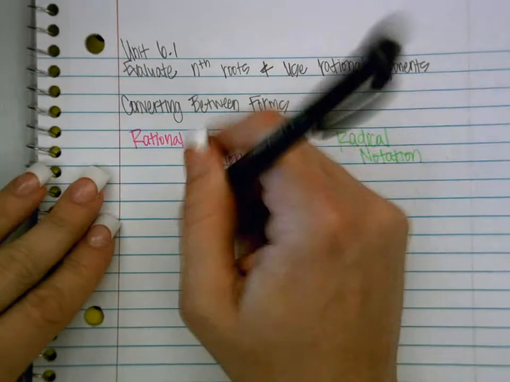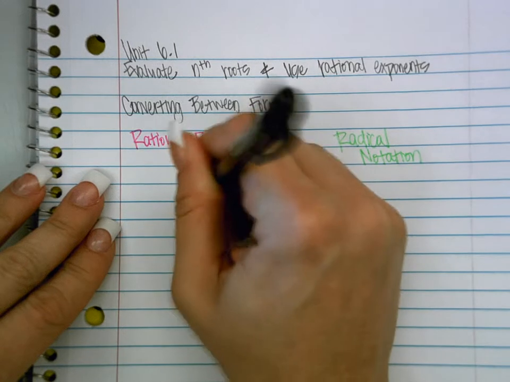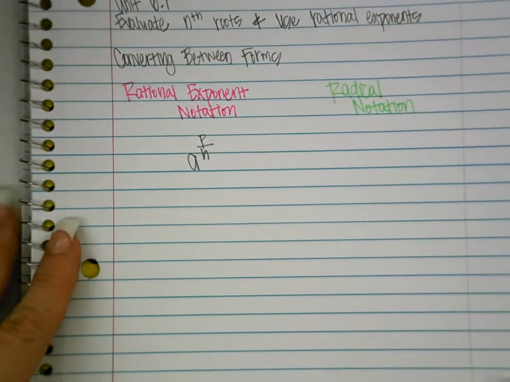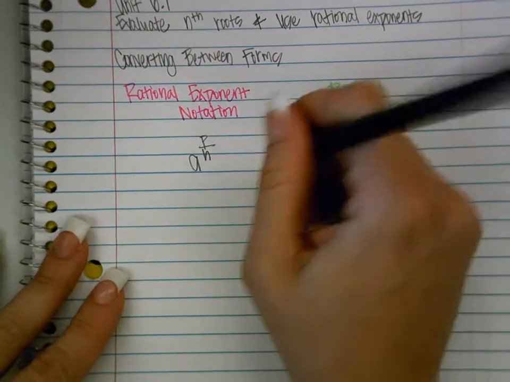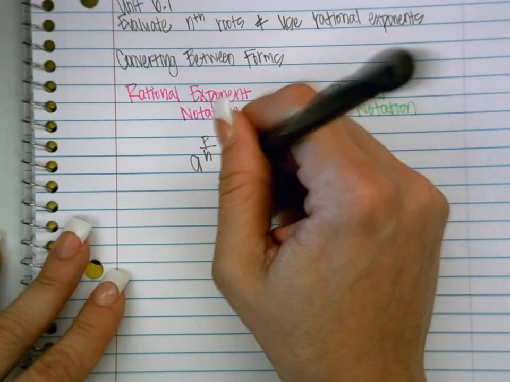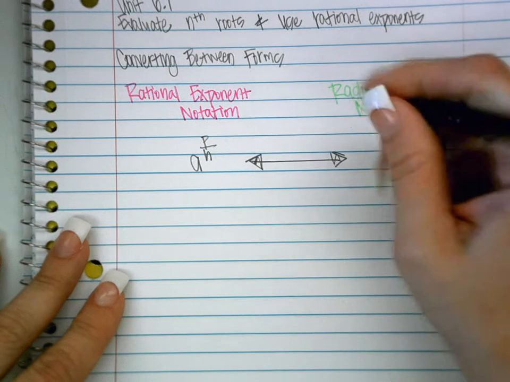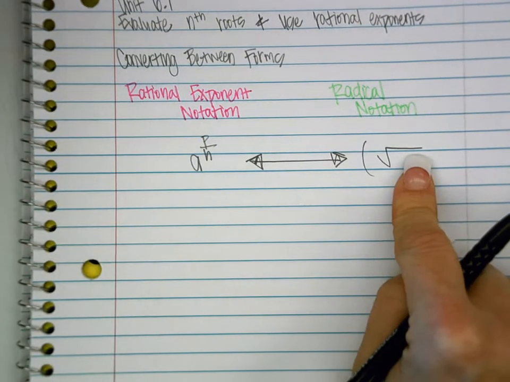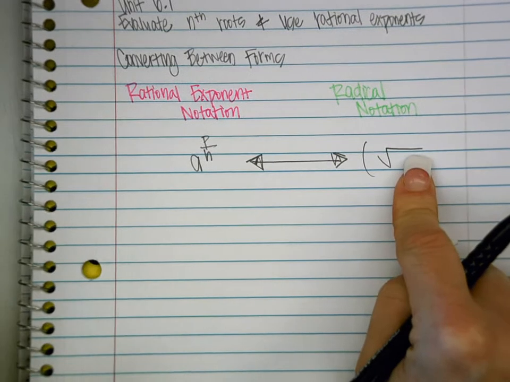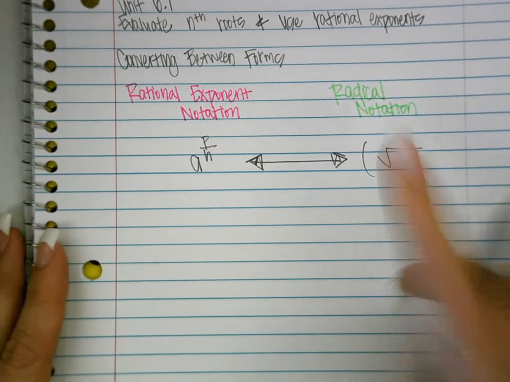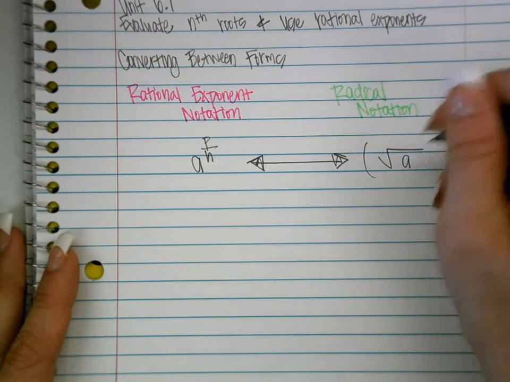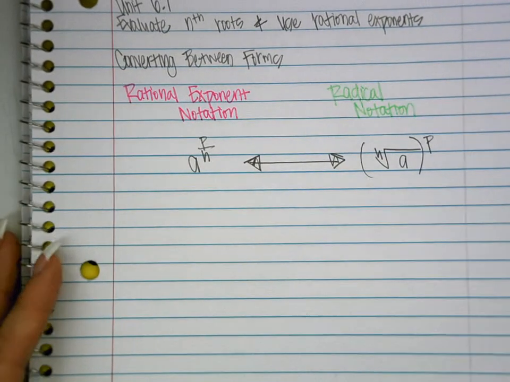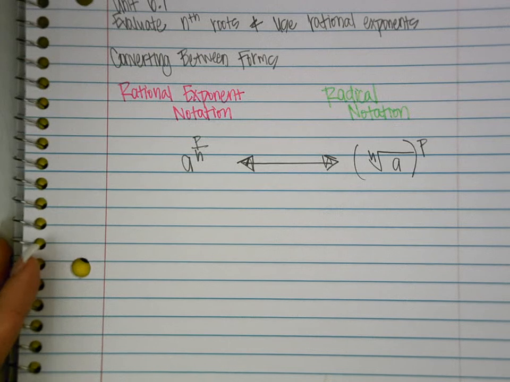Rational exponent notation. So you're going to see something like a to the p over h power. The way that we change this into radical notation is it's going to be in parentheses, in a radical. This is called a radical. It's not called a square root. We call it a radical because sometimes it has different numbers in this handle. The a goes here, the p goes on the outside, and the h goes right here. And I'm going to show you why those work.